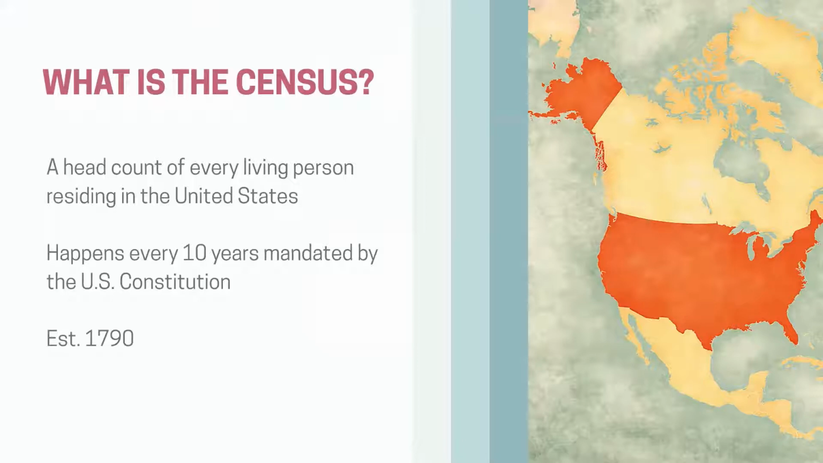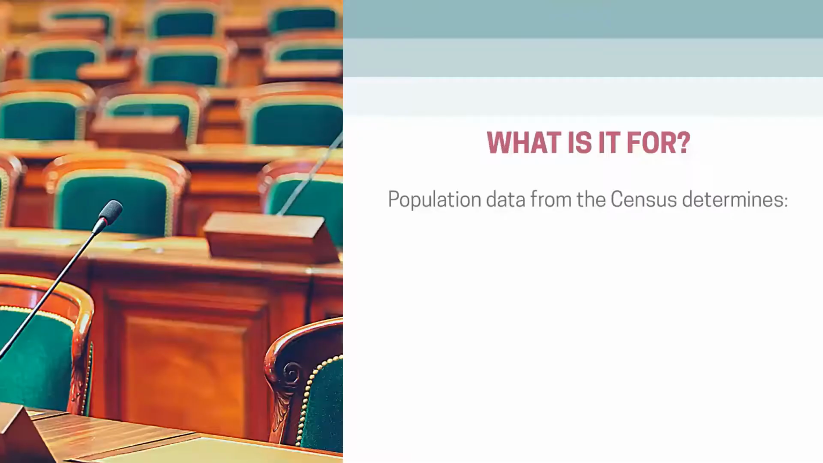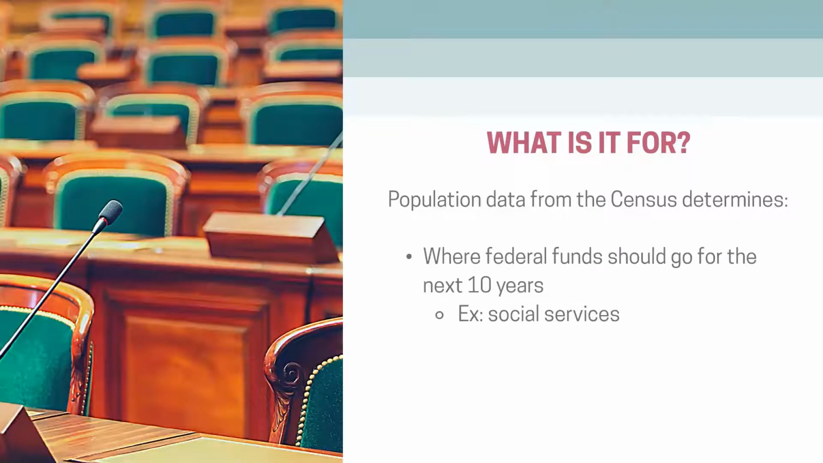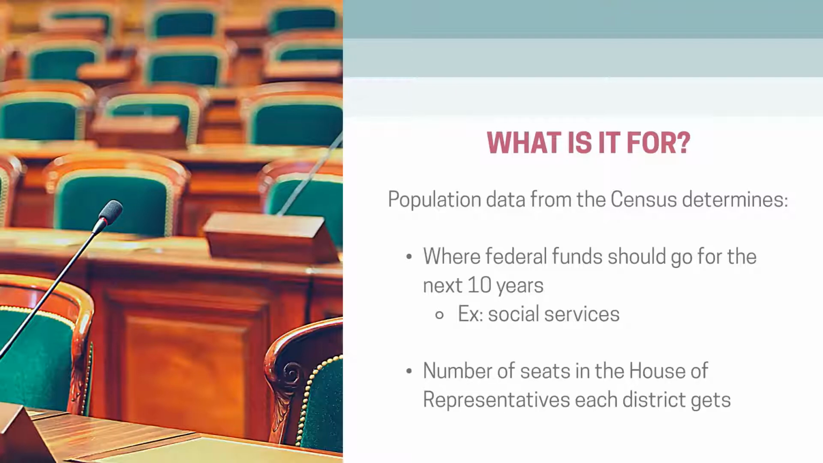The census is used to gather population data. So what that means is counting everybody who lives here. And that population data from the census tells the government where they should distribute their federal funds for the next 10 years, for example, to social services. It also determines the number of seats in the House of Representatives that each district gets.